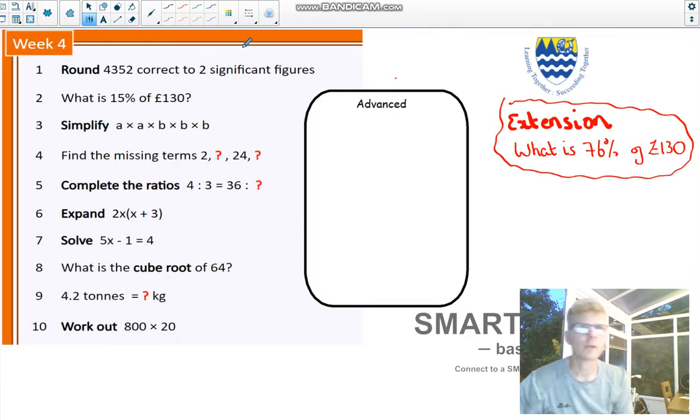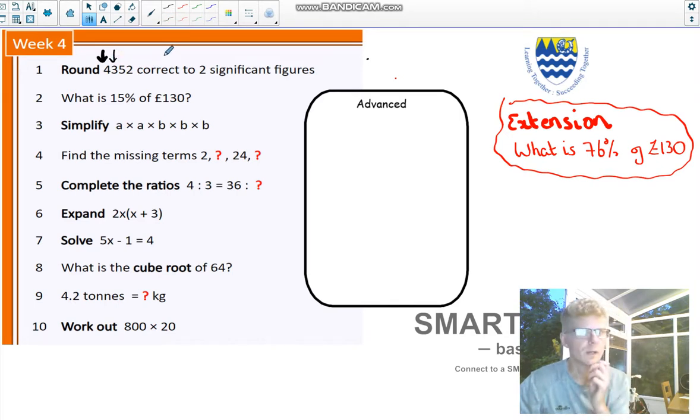Okay, so question 1 then. So we're going to round 4,352 to 2 significant figures. So we looked at significant figures in the previous 3 weeks, so we want to pick out the first 2. So here's my first significant figure. It's with a thick pen, isn't it? And here's my second significant figure.